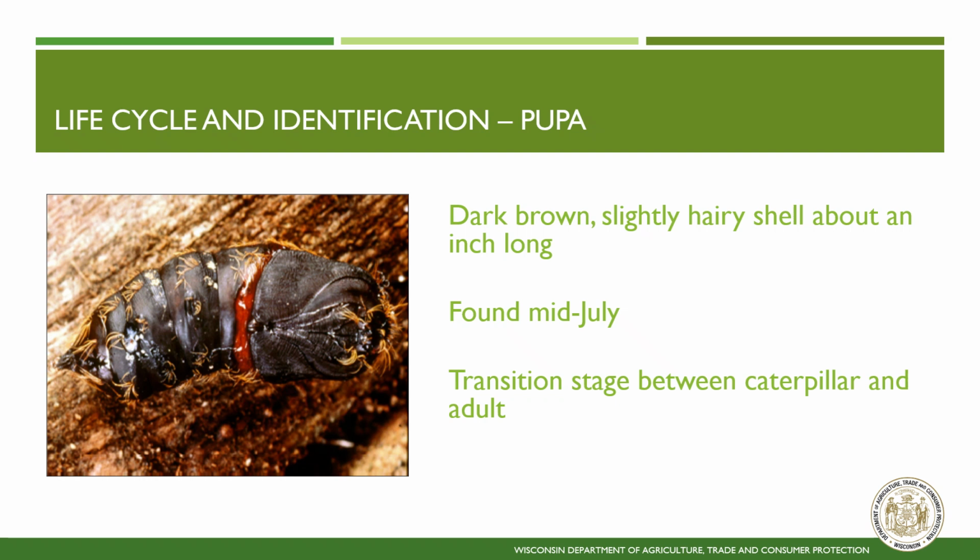The spongy moth pupal case is an inch in length and is brown to black in color. Pupation occurs in midsummer and represents the transition between caterpillar and adult. It is often found attached to the bark of the tree and close to a new egg mass. It produces a flightless female moth.